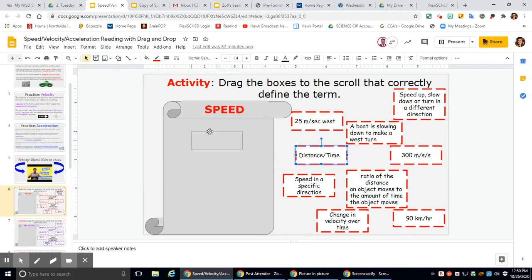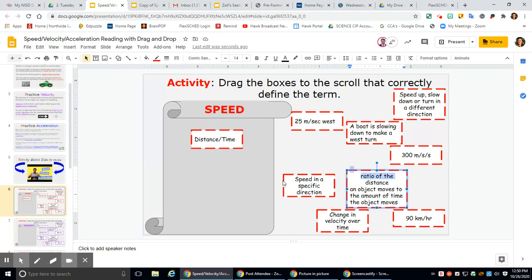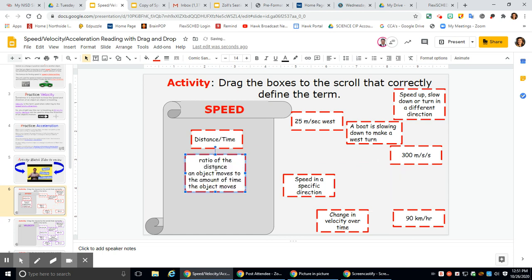So speed is going to be distance and time. A ratio of distance an object moves to the amount of time the object moves.